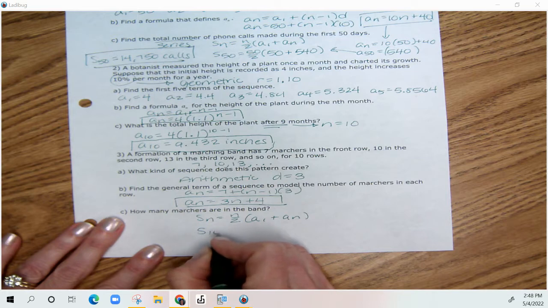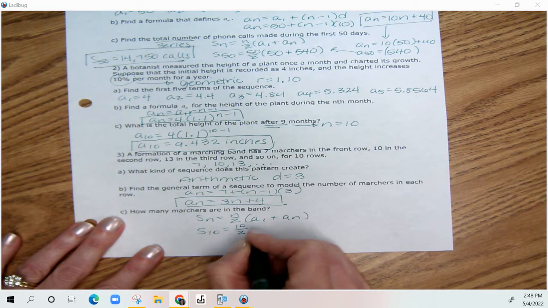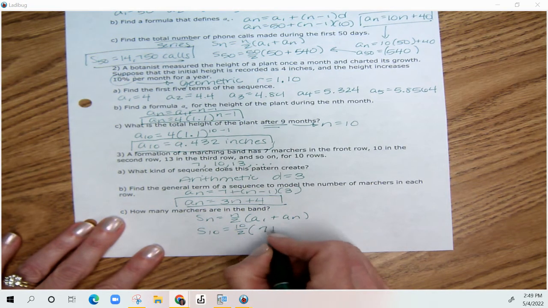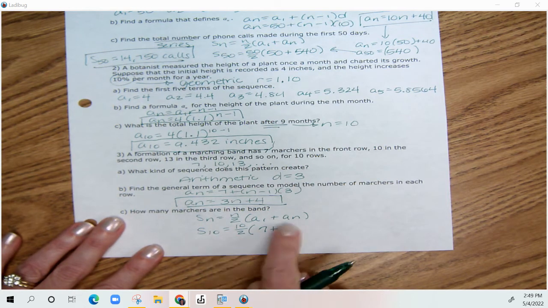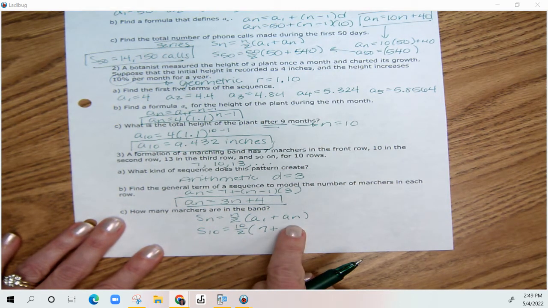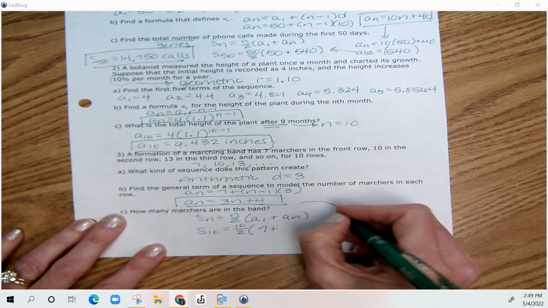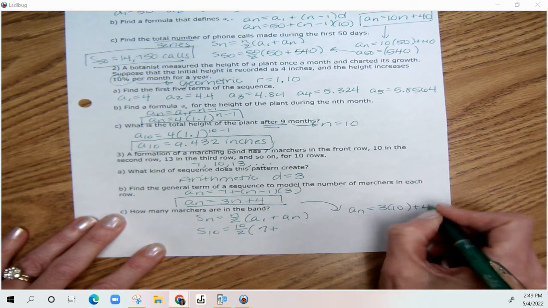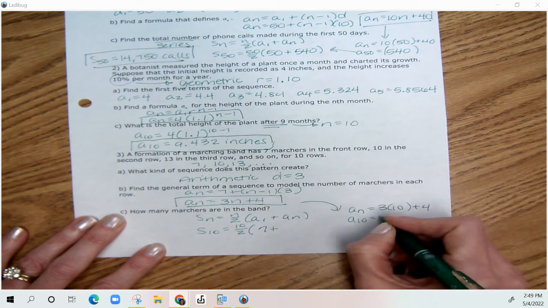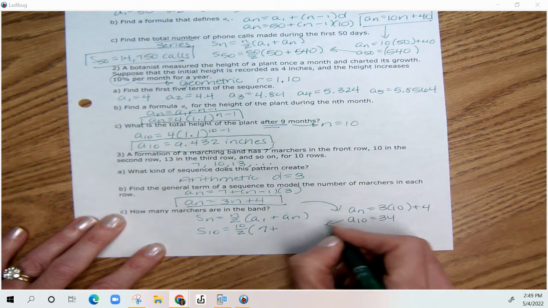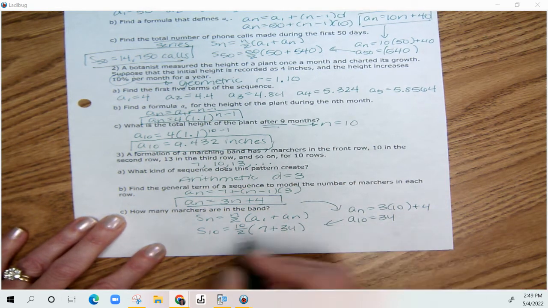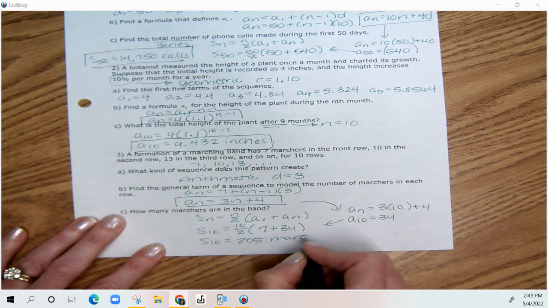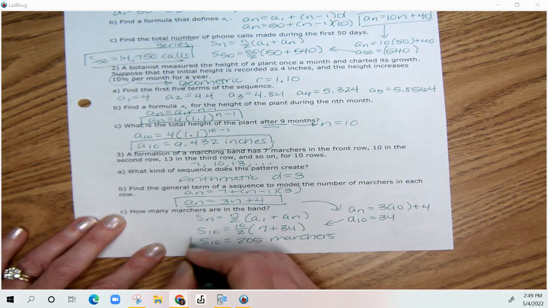So it said there were 10 rows, so I need to add all those 10 rows together. There were 7 in the first row, but if I want to find the sum of the 10 rows, then I'm going to need to know how many marchers are in the 10th row. So that's where I can use this and replace n with 10 and get that there are 34 marchers in the 10th row to replace right here. And so there ends up that there are 205 marchers altogether.